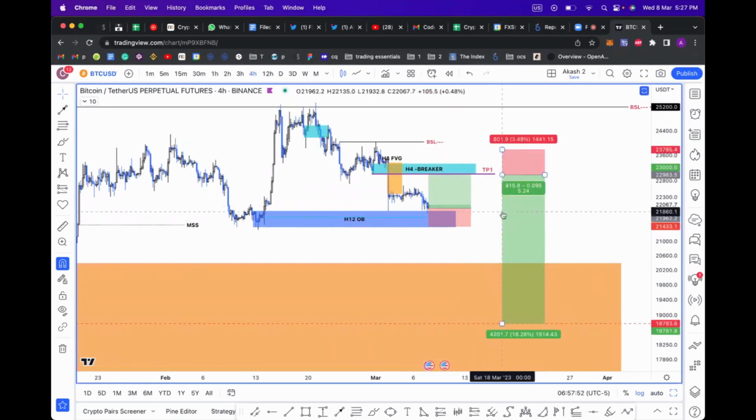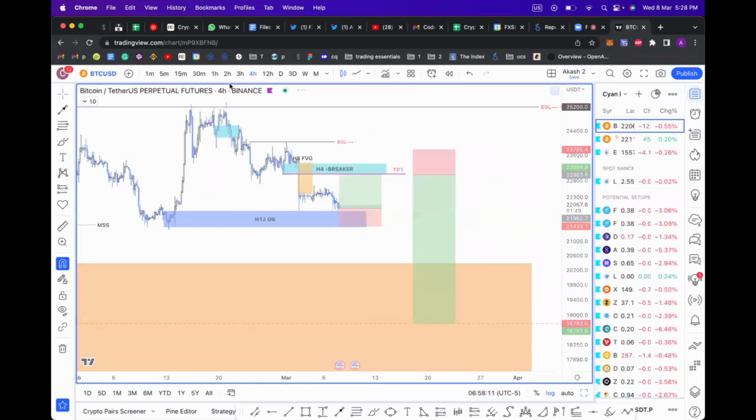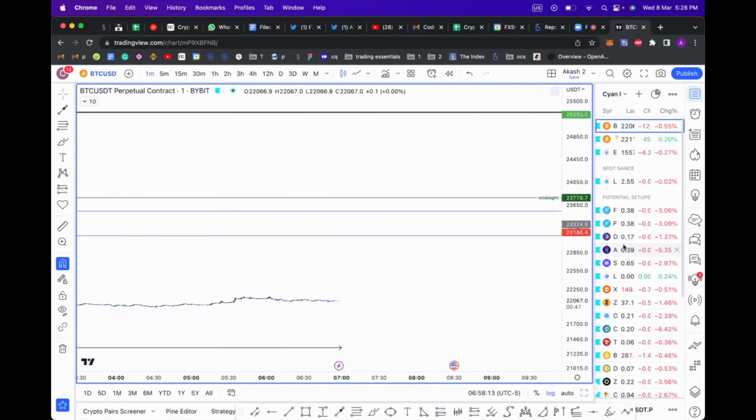Maybe book partial profits here, and once we see some weakness, stay put on the rest of the position and book profits either at this point, which is 20,400, or this point at 18,700. That's what I'm expecting. And to be honest, I've already opened a small position here for Bitcoin.